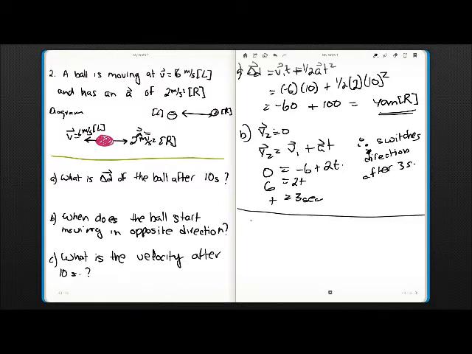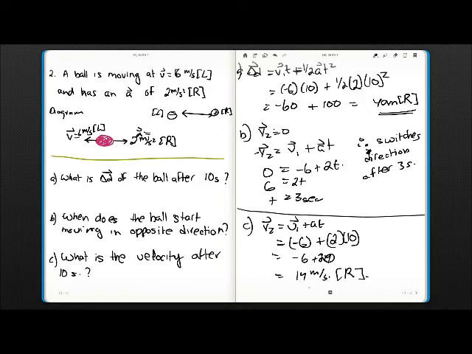Last question, C: what is the velocity after 10 seconds? We use the same equation here, but this time we know t, but we don't know v2, so we need to find that. v2 equals v1 plus at, and the initial velocity once again is minus 6, plus 2 times 10. We're left with minus 6 plus 20, and the answer is 14 meters per second to the right. So simple.